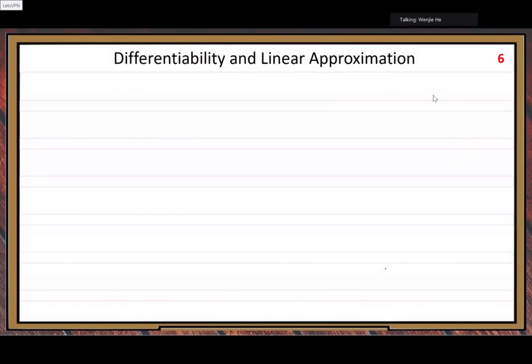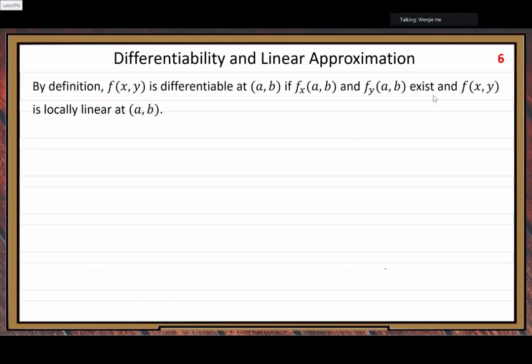Differentiability and linear approximation. Why is the local linearity property important? Because we need that property, local linear property, to do linear approximation. If our f function does not have the local linear property, we cannot do linear approximation because the approximation will be very bad. Okay? So the reason we can do linear approximation is we need to make sure it has the local linearity property. That's the logic. But how to get that? Let me explain the idea.